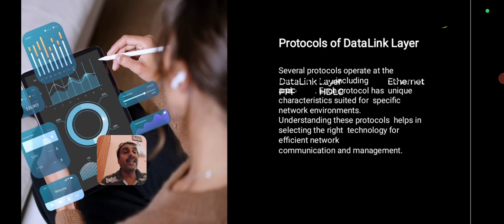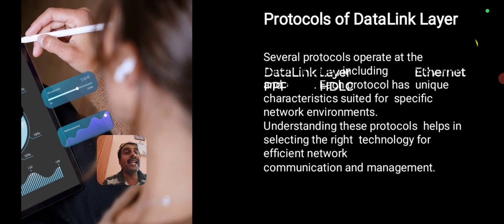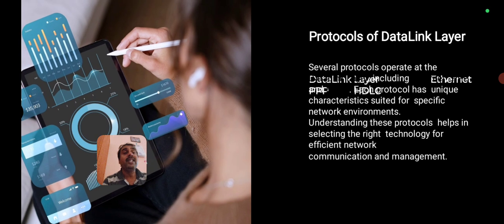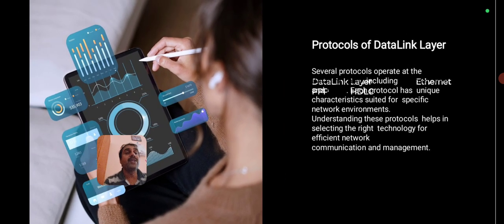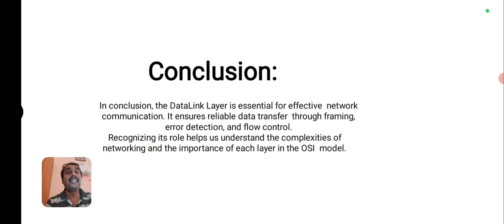The protocols of the data link layer: the Ethernet protocol and the SDLC protocol have unique characteristics suited for specific network environments. Understanding this helps in selecting the right technology for efficient network communication and management. In conclusion, the data link layer is essential for effective network communication. It ensures reliable data transfer through framing, error detection and flow control. Recognizing its role helps us understand the complexities of the network and the importance of each layer in the OSI model.